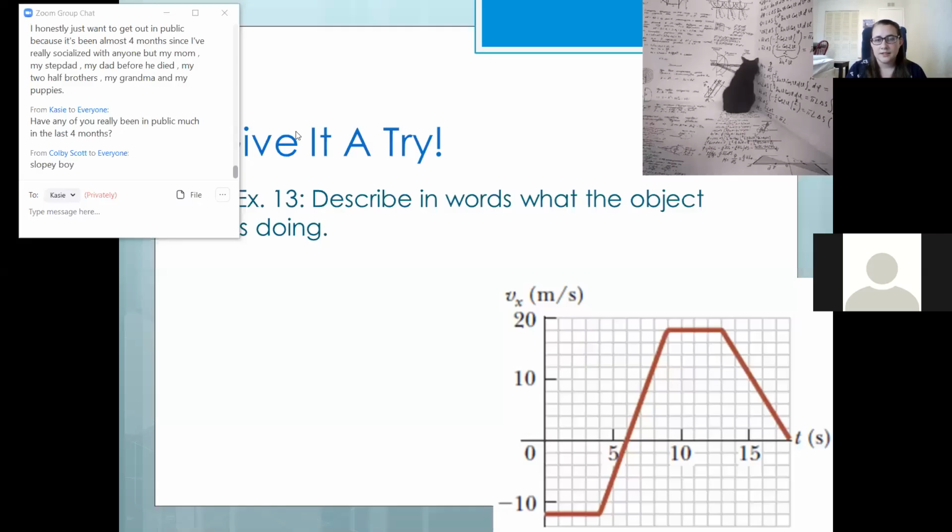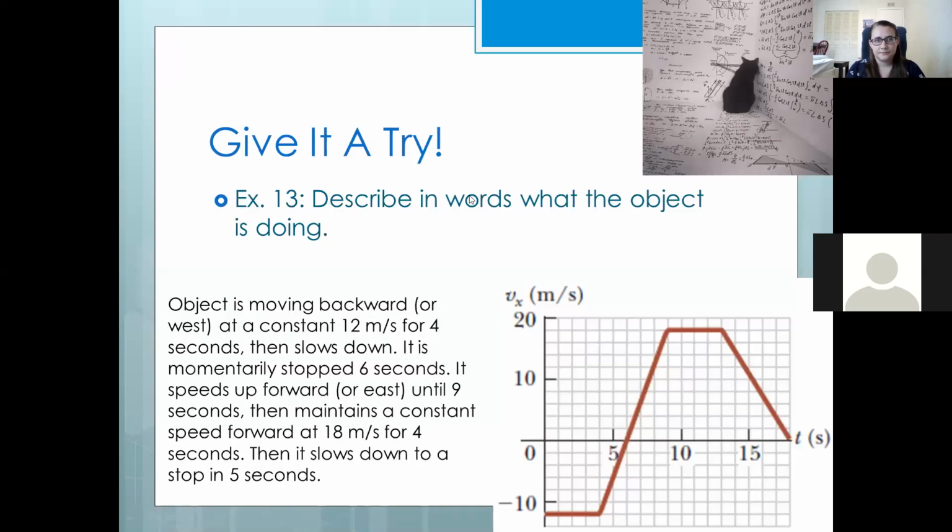All right, so I'm seeing a lot of really good guesses. Let's go through together what is happening to this object. Okay, so it's moving backwards or west or whatever your negative direction is at a constant 12 meters per second for 4 seconds. And then it slows down.